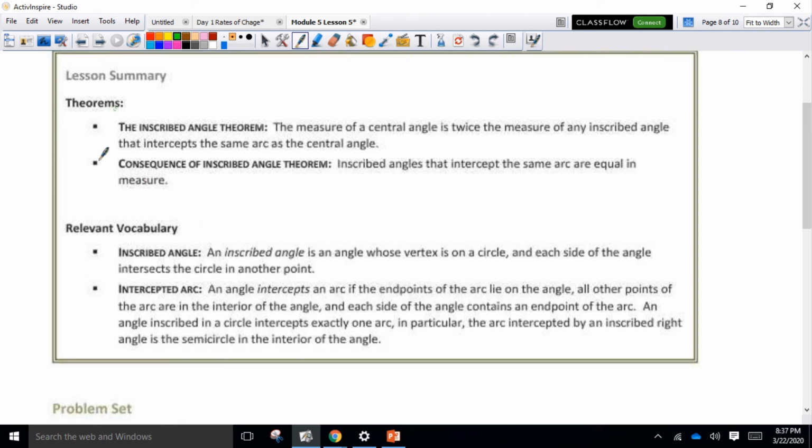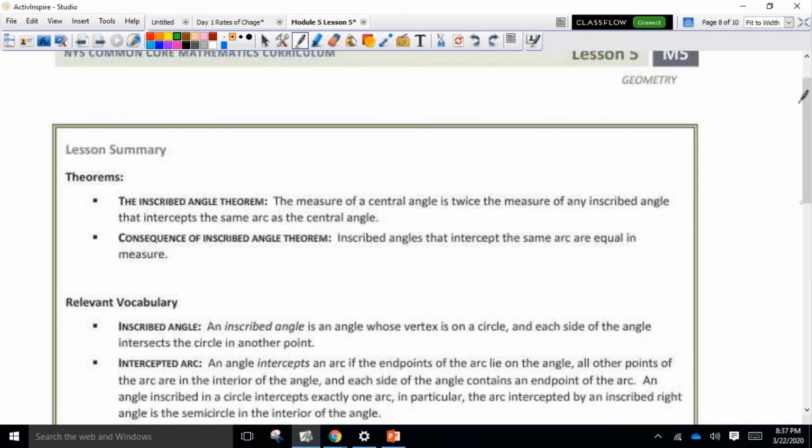Okay, so what do we know from today? Inscribed angle is half the arc. Central angle equals the arc. We have an inscribed quadrilateral. The opposite angles add to 180. All right, so there's a Nearpod to do after this, and there's all these questions in the problem set if you want to practice more.